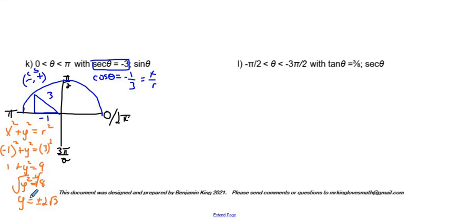So the question is, why is it positive or negative? Well, y is here, sine is positive, so this would be positive 2 root 2. So then when it comes over here and asks me, hey, could you find sine? Sine is y over r, so sine of theta is y over r. I look at my diagram, sine of theta would be 2 root 2 over 3.